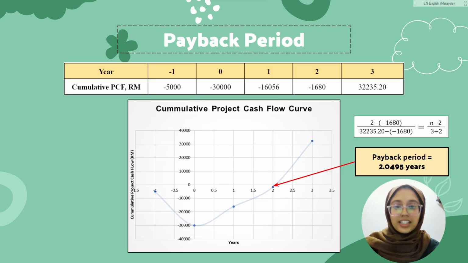All right, next we're going to calculate the payback period. To calculate the payback period, we need to tabulate our data for cumulative project cash flow. After that, we're going to plot a graph of cumulative project cash flow in terms of years. And finally, we get our payback period is 2.0495 years.